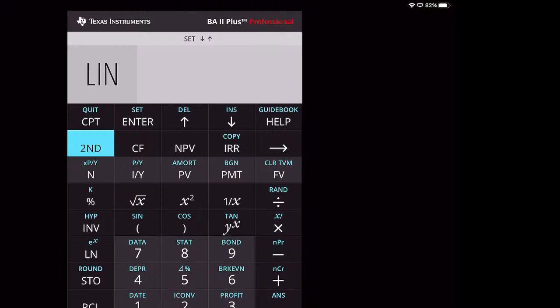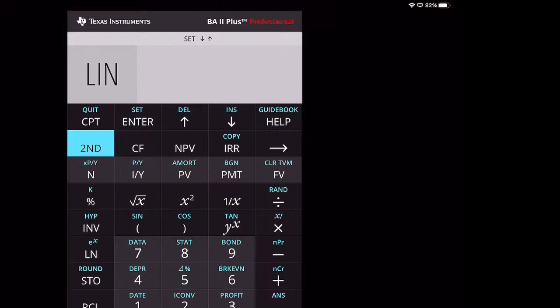And it shows LIN. What does LIN stand for, do you think? What does LIN represent? LIN stands for linear. So this calculator has the capability of correlating two variables, X and Y, and determining the parameters of their linear relationship. So statistics associated with the linear relationship.